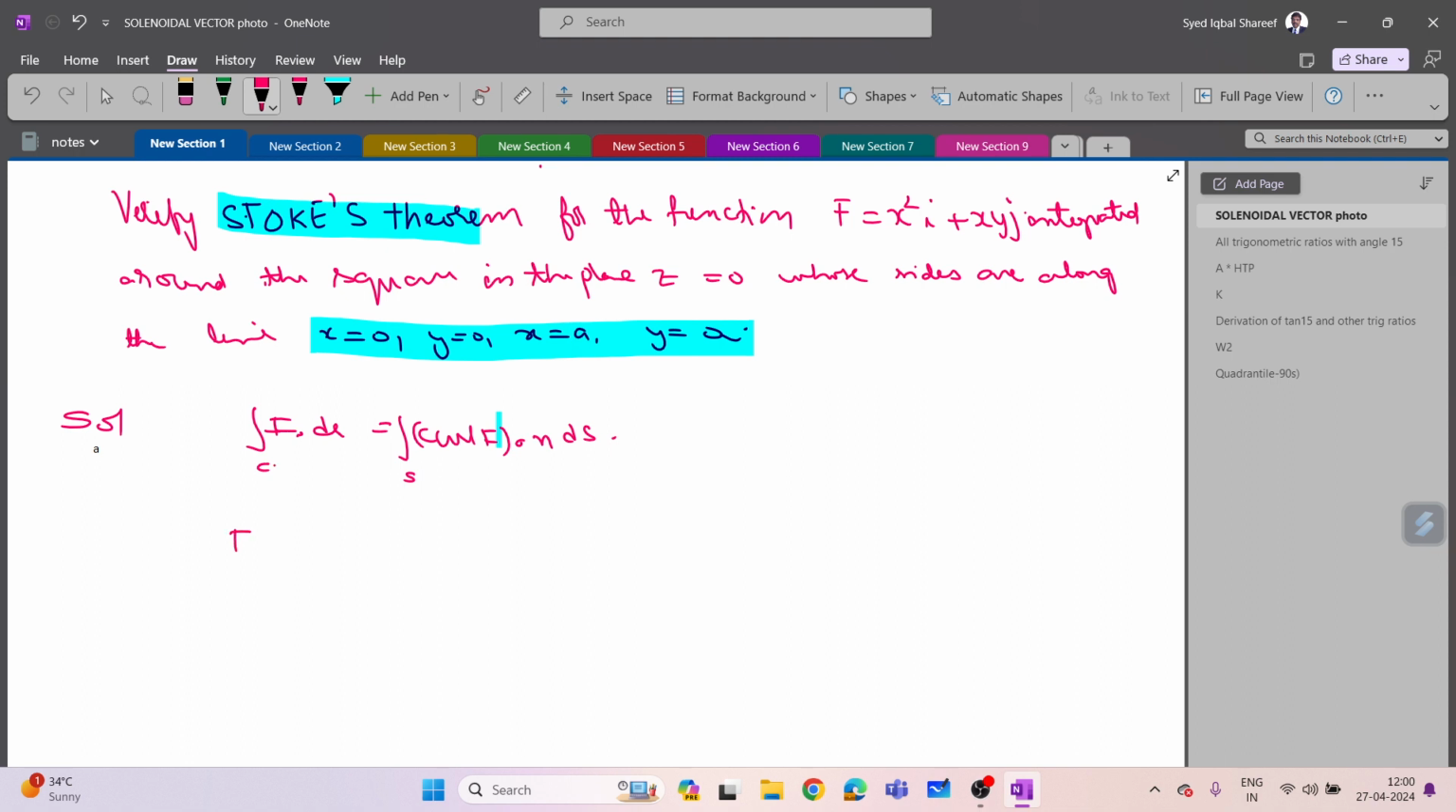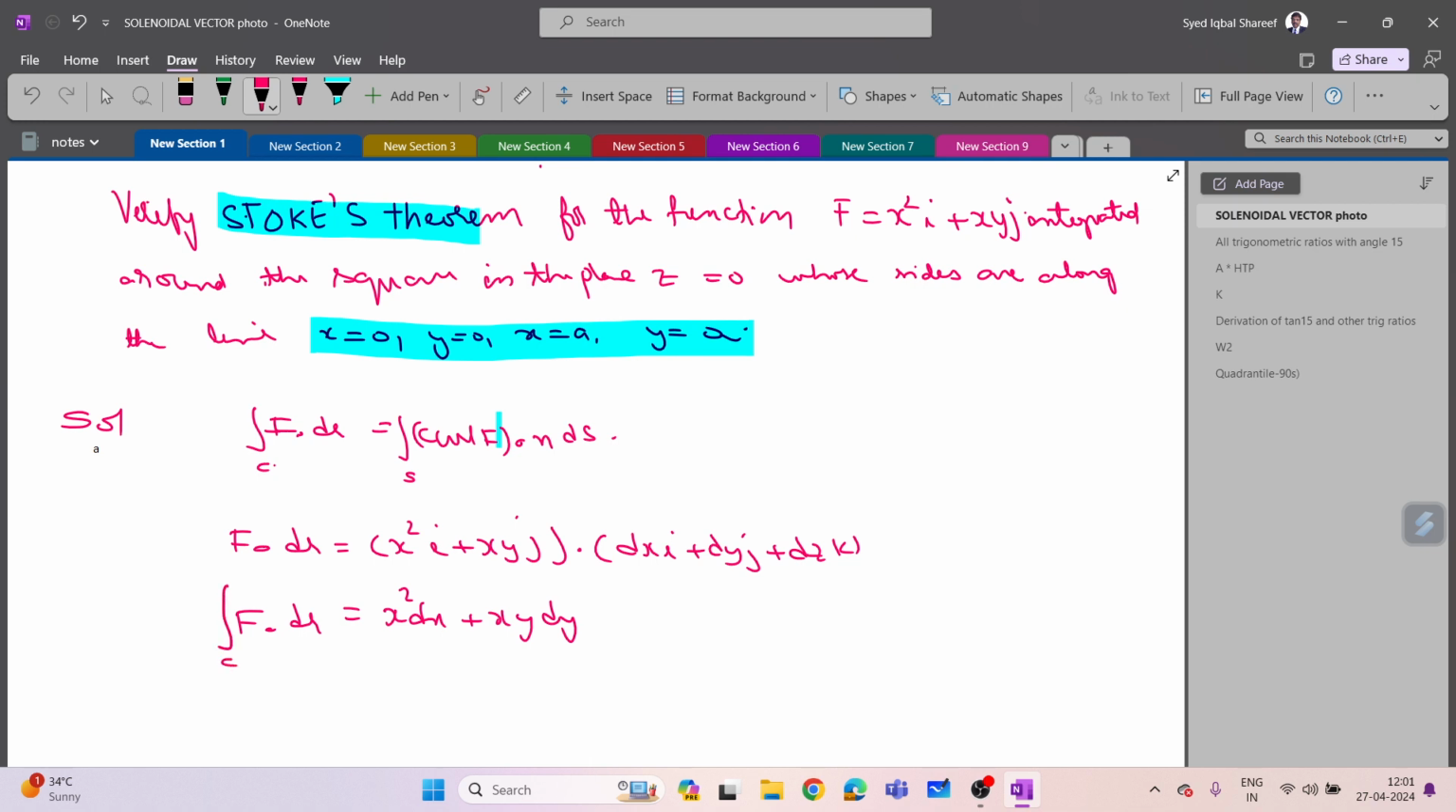So, F dot dr. What is our F? x squared i plus xy j. Dot with what is dr? dx i, dy j, dz k. So now x squared dx plus xy dy. That's it. For F dot dr, for this problem, it reduces to x squared dx plus xy dy.